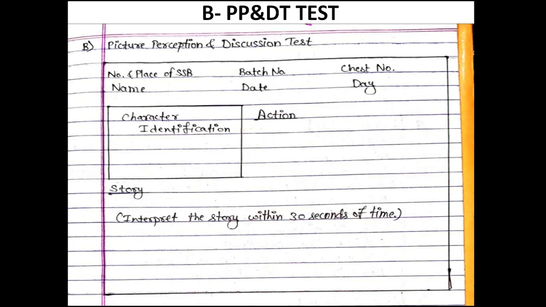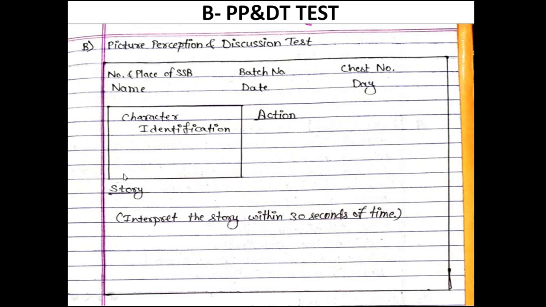After this test, you will be given a story to write on the slide on the projector. You will see this called the picture perception and discussion test, PP&DT. This is the format of your writing. You can see here, this is the entire format of writing the story. Like this, you will get a white sheet to write. This is the number and place of SSB.